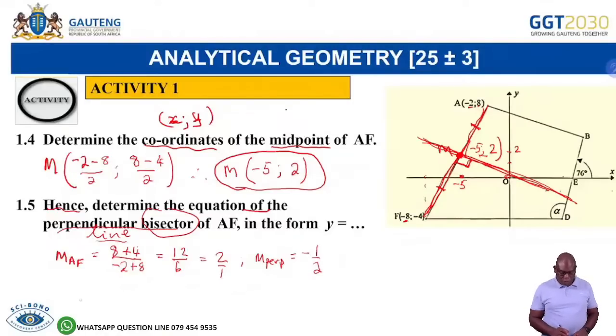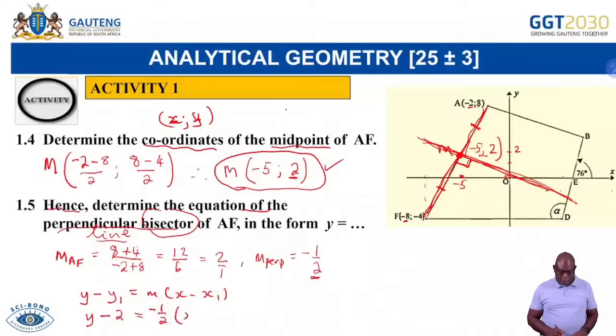What do I need? The equation of the straight line. This question mostly counts 5 marks, so you listen carefully here. Then you go y minus y1 equals m into x minus x1. Which point am I using? I'm using that point here. So I'll have y minus, the y here is 2. The gradient that I'm using is the gradient of the perpendicular bisector, which is negative half. The x1 that I'm using is this one, so it's minus and minus, I'll get a positive 5.